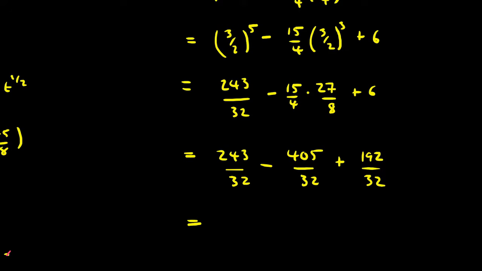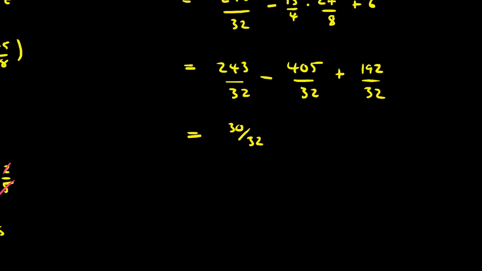So we're going to do 243 minus 405 plus 192 equals 30. That's 30 upon 32. If I divide that by 2, 15 upon 16, or 0.9375. So we write 15 upon 16, or alternatively 0.9375 meters.